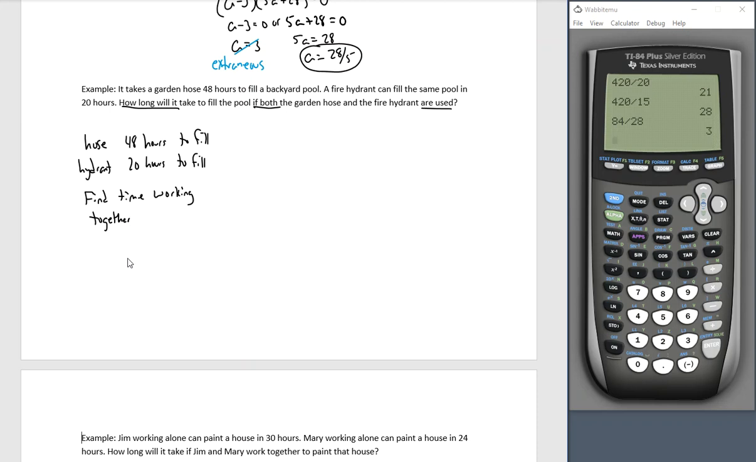And this is really a rate type of question. If it takes the garden hose 48 hours to fill, it could do 1/48 of the job in 1 hour, right? 48 hours to fill, 1/48 of the job every hour.